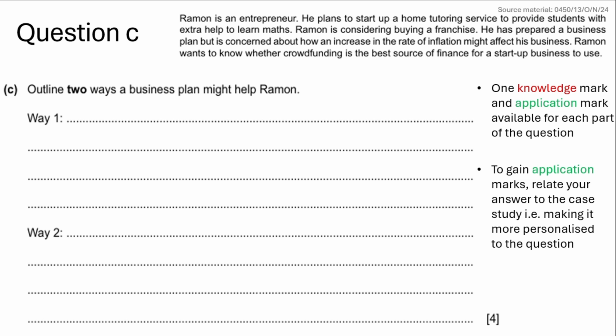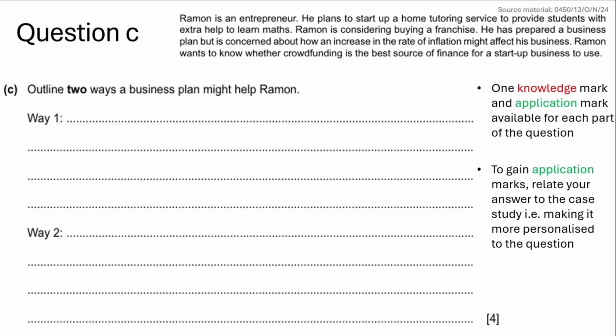And usually there are 2 sides that they want you to argue, or 2 ways in this case. Outline 2 ways a business plan might help Ramon. You give 1 knowledge mark for each side and 1 application mark for each side.